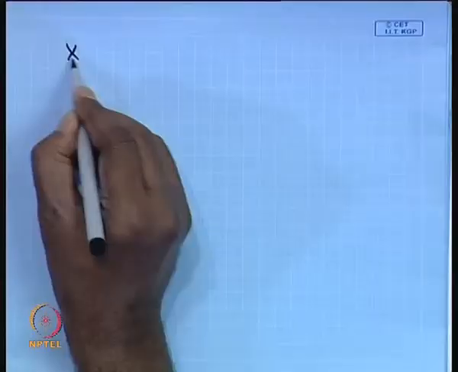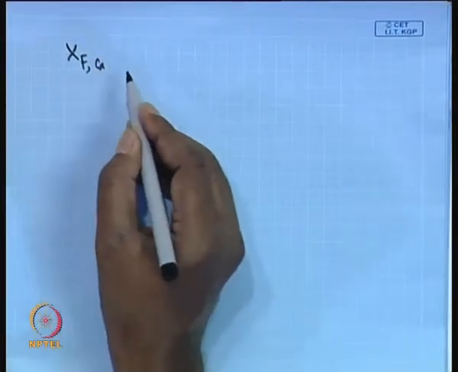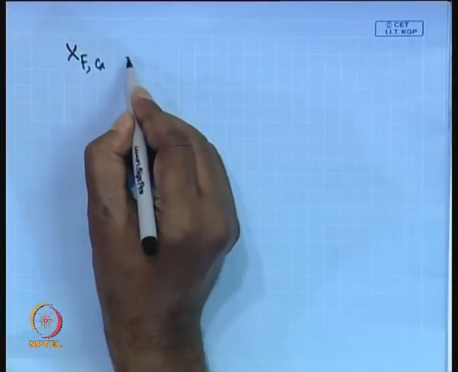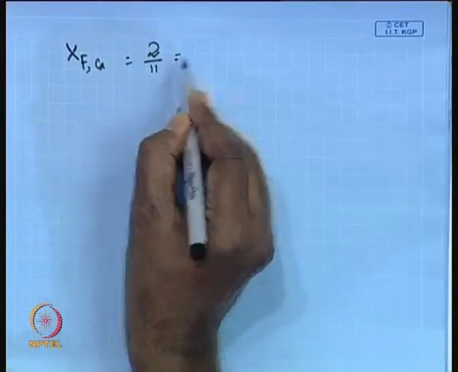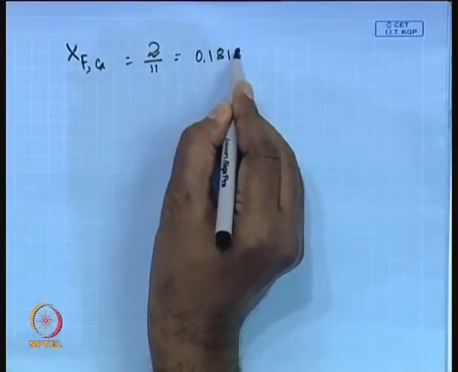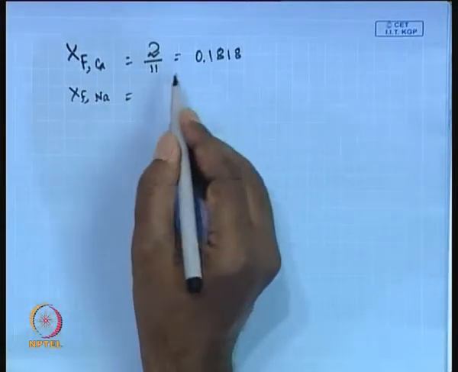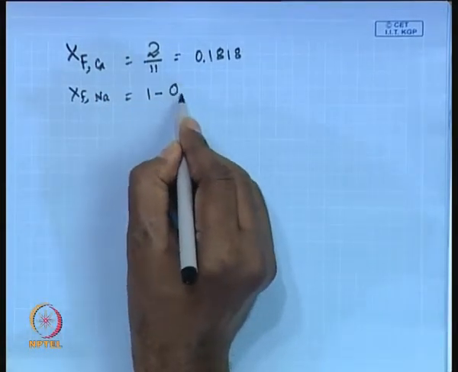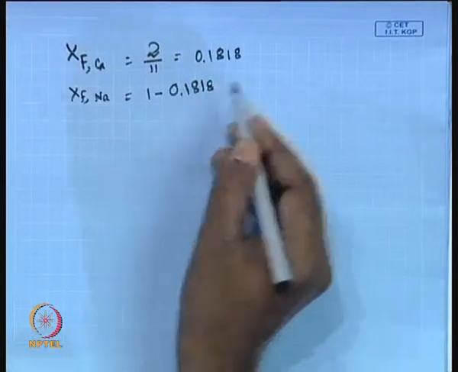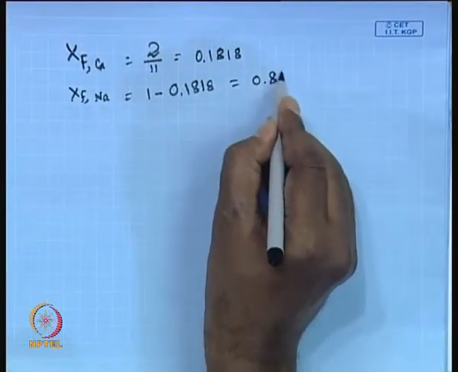Okay. So, once you get the total ion concentration present in the liquid stream, you will be in a position to get the mole fraction of calcium ion in the feed, and that becomes 2 by 11 and it is 0.1818. Okay. And mole fraction of sodium in the feed will be 1 minus that. So, it will be 0.8182.